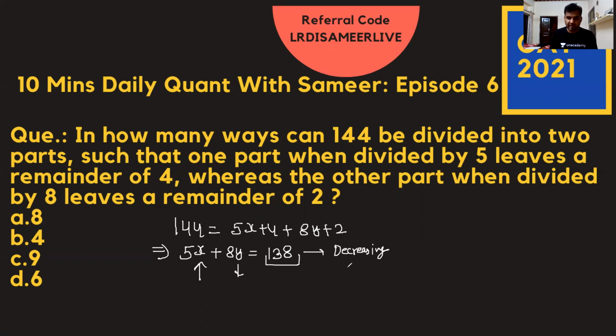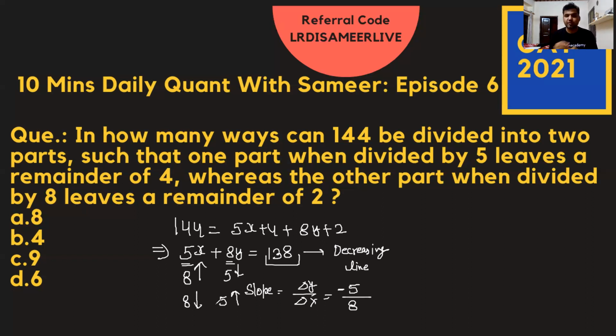This is a decreasing line, and a decreasing line has a negative slope. The slope of this line will be the change in y due to change in x. The change in x is the coefficient of y, which is 8, and the change in y is the coefficient of x, which is 5. Because it's a decreasing line, the slope will be negative. That means when I increase the value of x by 8, y will get decreased by 5, or if I decrease the value of x by 8, y will get increased by 5.